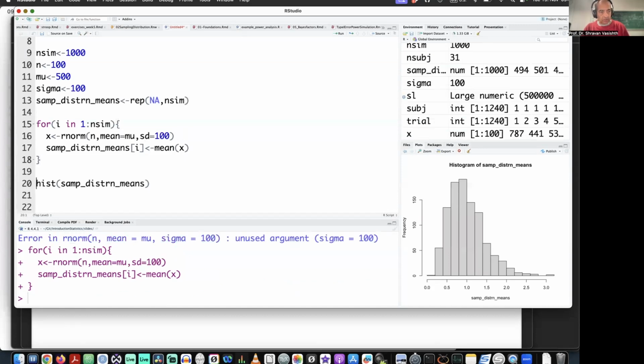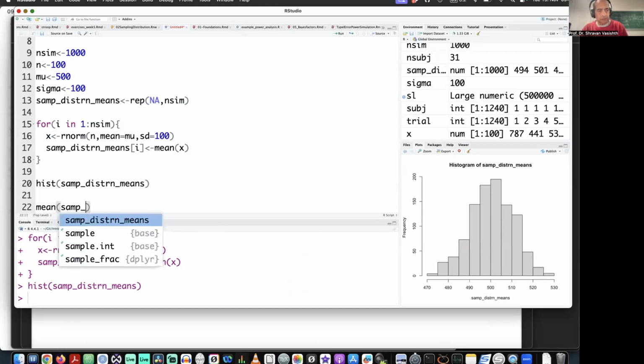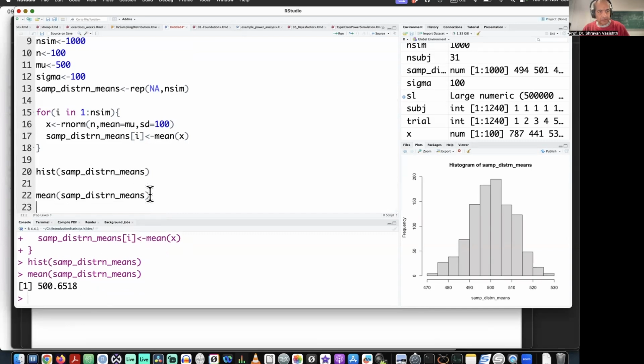Right. So what we see is a sampling distribution of the means that is roughly normal. So one question you can ask yourself now is, what's the mean of this sampling distribution? Well, it should be close to 500. We can see that already, right? The largest density region is around 500. So if I computed the mean of the sampling distribution, it would be near 500, right?